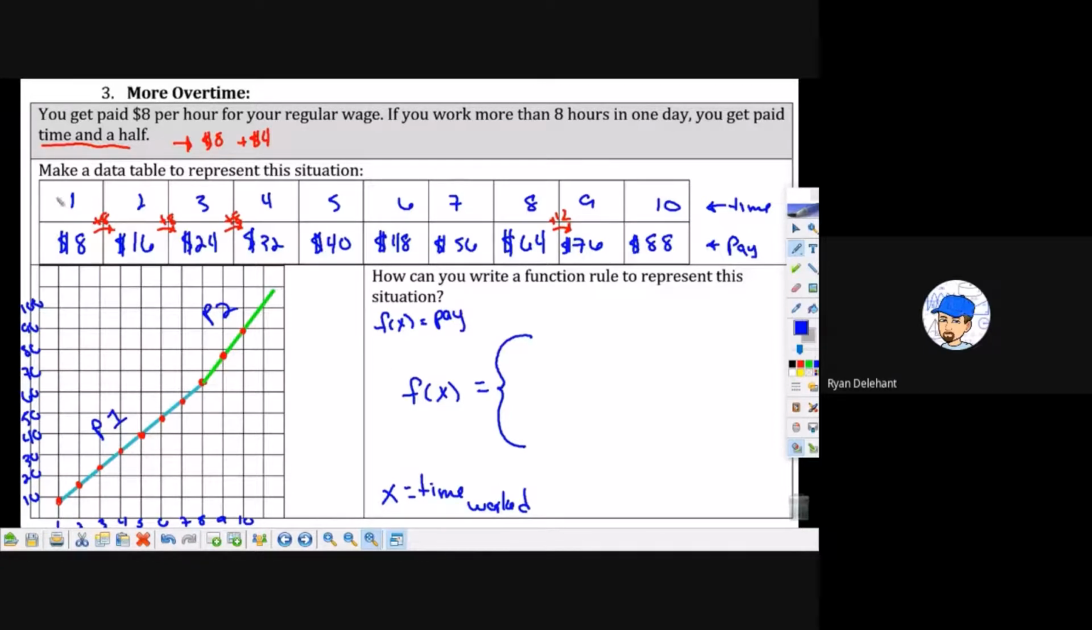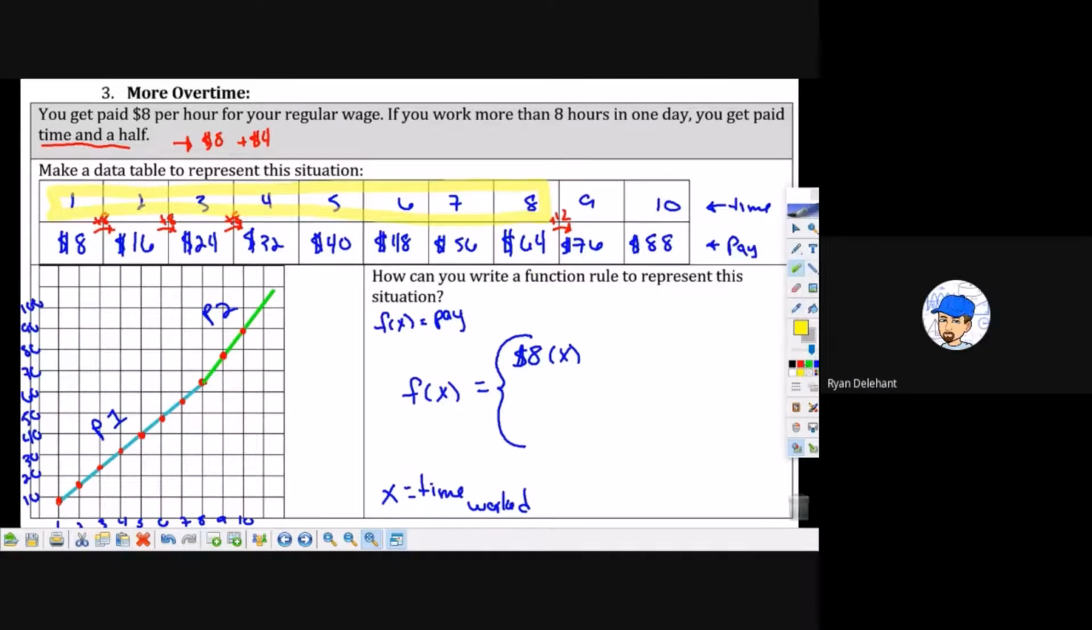For every hour from 1 through 8, what did we do to the numbers 1 through 8 to find out how much we would make? Did we multiply? Did we add? Did we subtract? Did we divide? Like, how did we figure out that 8 hours would be $64? We took the 8 and we multiplied it by $8 because that's how much each one of those hours was worth. So we took $8 and we multiplied it by the time we worked. This is the function that defines our pay for the first 8 hours. And we're looking at total pay.